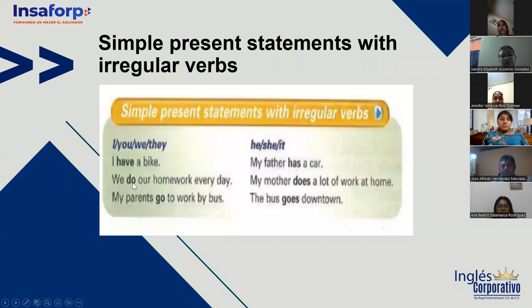We do. In this case, we're going to call, ok, my mother, ¿ok? Is she. My mother does a lot of work at home. Ok, does. Si aquí fuera they, ¿qué iría acá? Do or does? They do. They do, right? Ok, very good. My parents go to work by bus. Ok, the bus goes downtown.